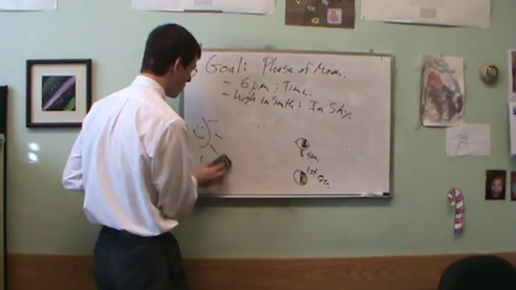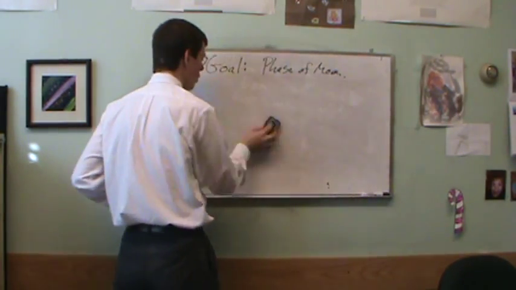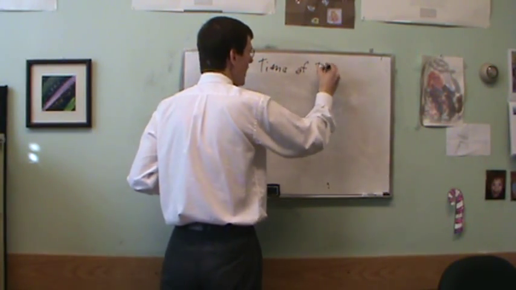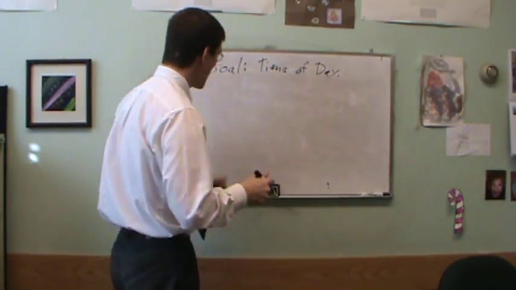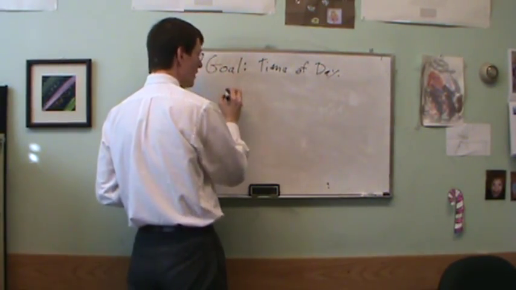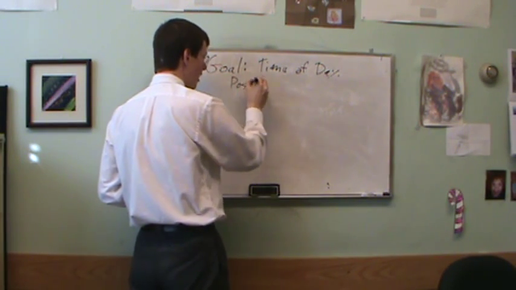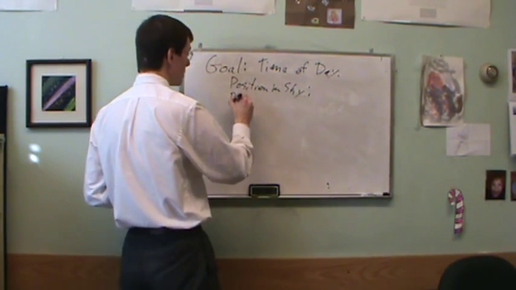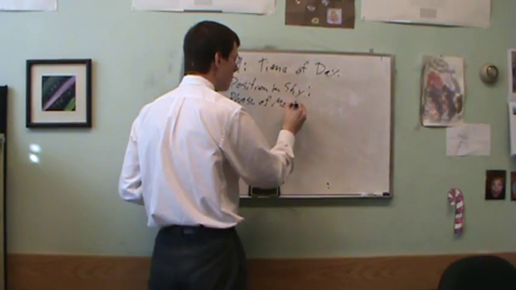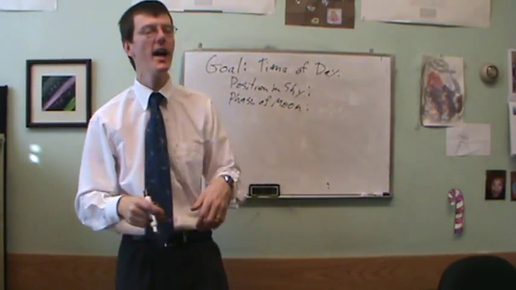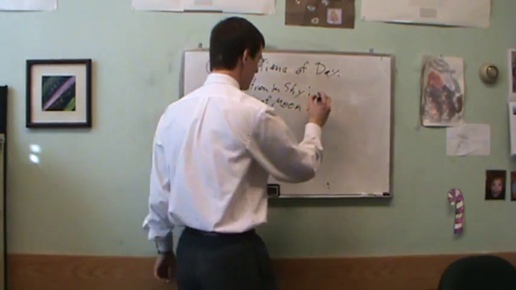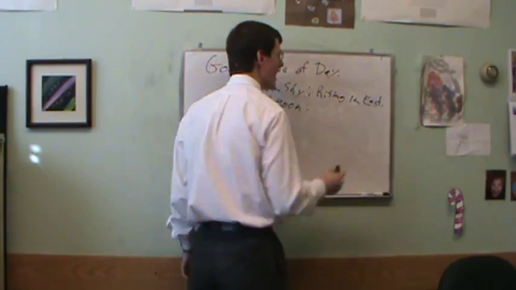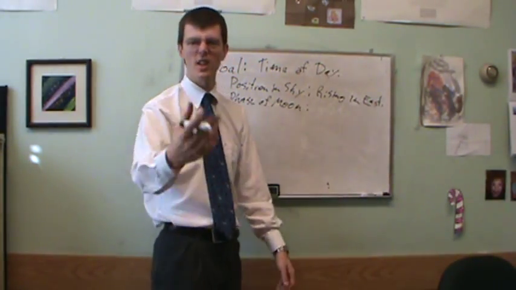Let's do another example. Suppose the goal is not the phase of the moon. Suppose the goal is the time of day. All right, I want to figure out what time of day it is, and in order to do this, I need someone to tell me the position of the moon in the sky, and I need someone to tell me the phase of the moon. Position in the sky: let's say the moon is rising in the east. And let's say, what phase shall we do? Let's say it's a waning gibbous moon.